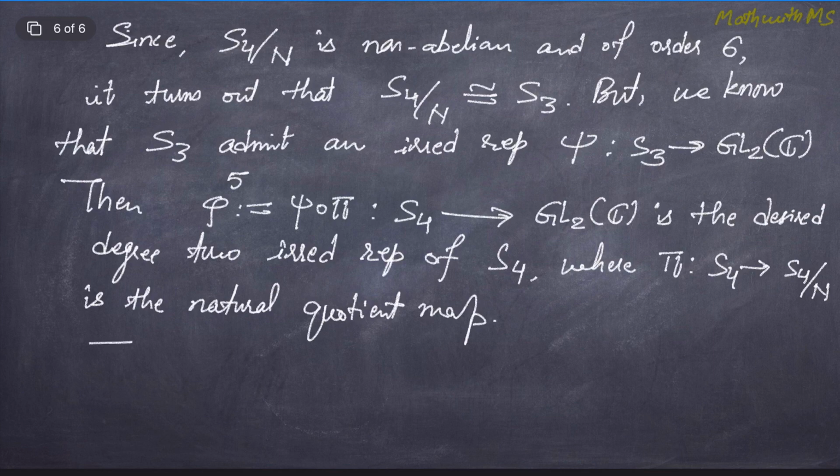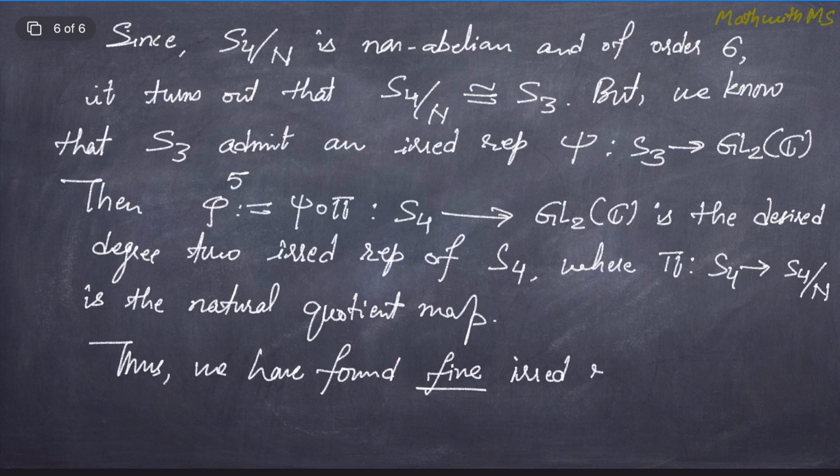So thus we have found 5 irreducible representations of the symmetric group S4. This completes this computation. Later on we will compute irreducible representations of an arbitrary symmetric group. That will need some more background. So I will stop this lecture here. Thank you.